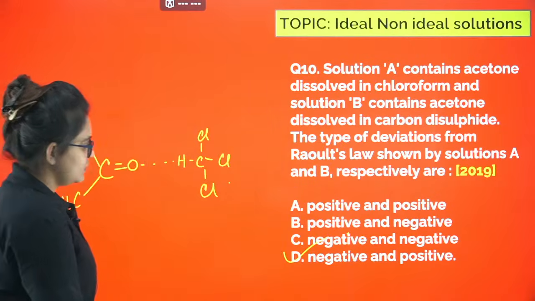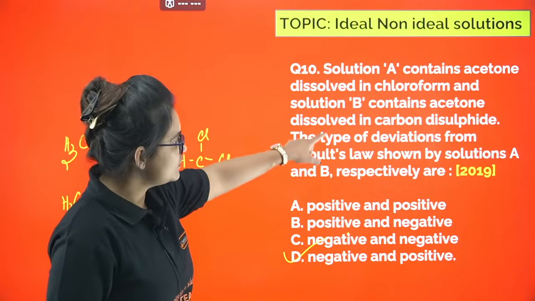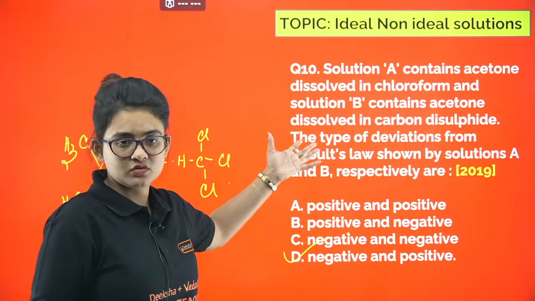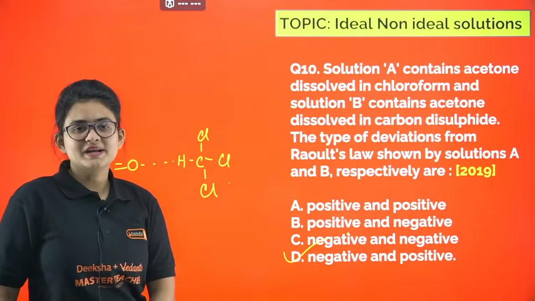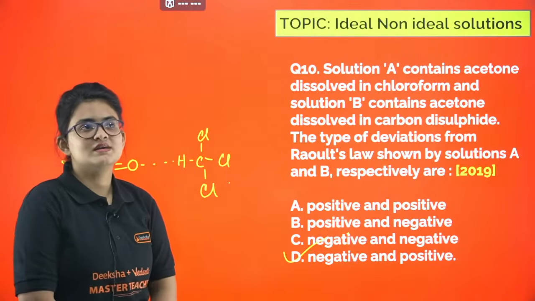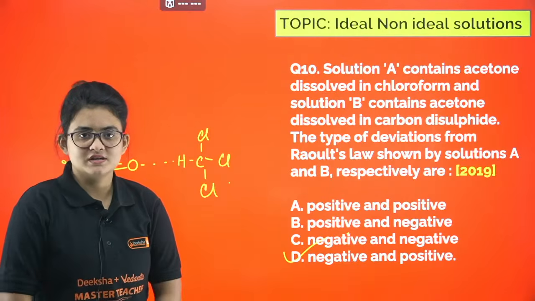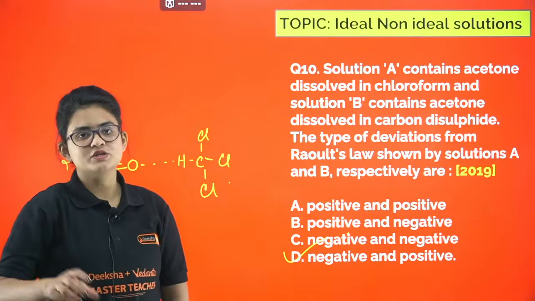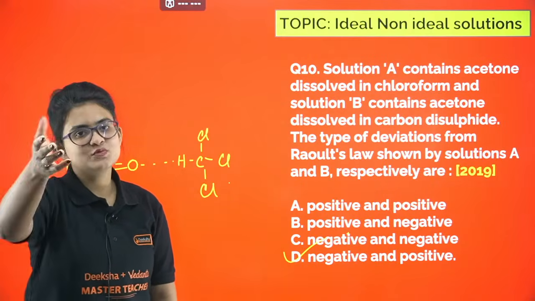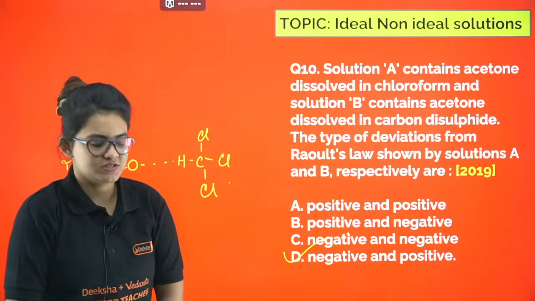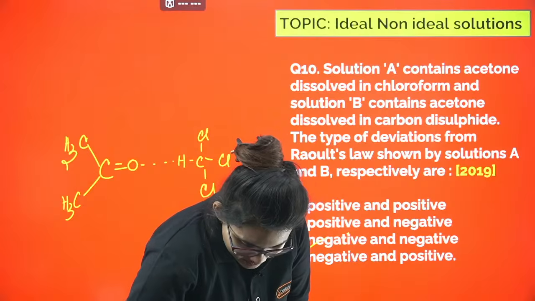Okay, so this is a condition of the negative deviation. And later on, if you just see carbon disulfide and acetone, they are having weaker interaction. AB interactions are weaker, because if you see two acetone molecules, they are having nice dipole interaction. If you keep one carbon disulfide in between, the interaction will be lost, right? So AB interaction is weaker. That is a positive deviation. Okay, so I guess it's clear to you.